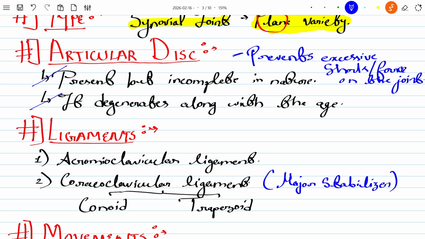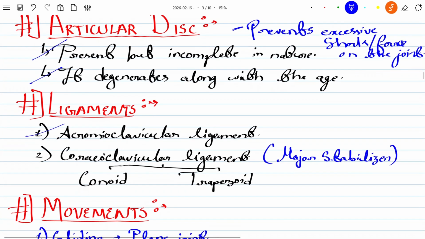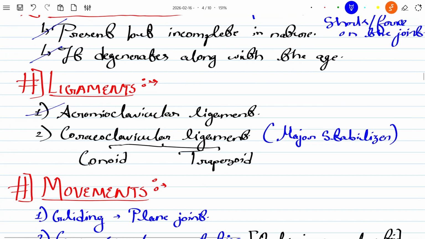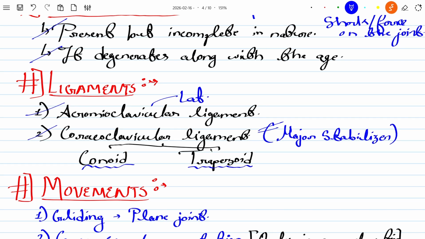So the next is the ligaments that we are having. That is the acromioclavicular ligament, as the name suggests. It connects from the acromion to the clavicular region, that too at the lateral end. Then we are having the coracoclavicular ligament. The coracoclavicular ligament is actually formed by two different fibers, that is conoid and trapezoid. The coracoclavicular ligament is the major stabilizer of your acromioclavicular joint.